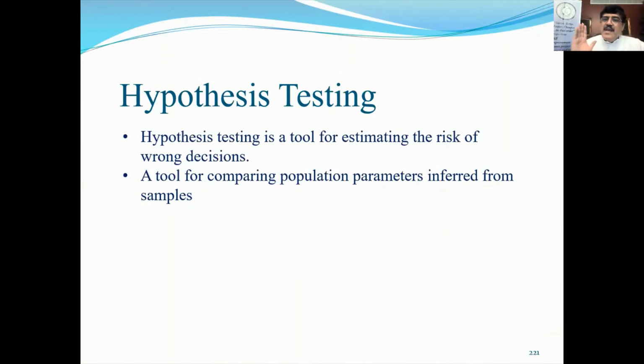Hypothesis testing is estimating the risk of wrong decisions. How much confident am I, so how much risk do I have? How much wrong decision am I making? And it's a tool for comparing population parameters that are inferred from the sample. Just like we said before, you take a sample, you want to say how confident you are, or how much risk you have if you give this estimate. Then it tells you how much risk there is. So that's what hypothesis testing is.